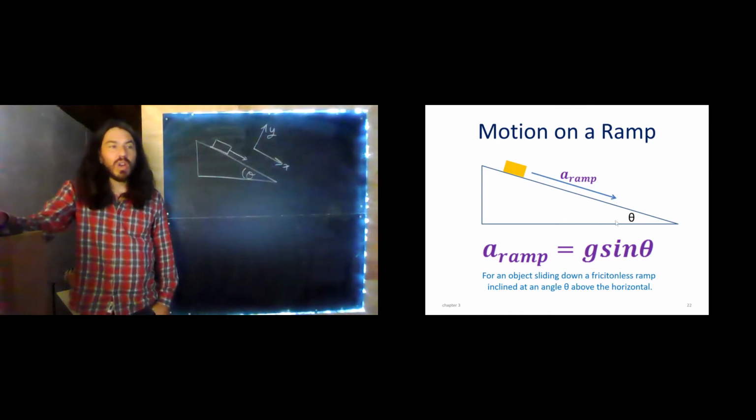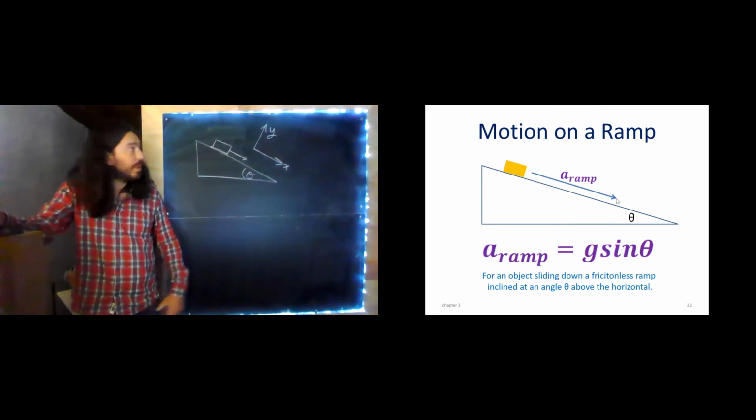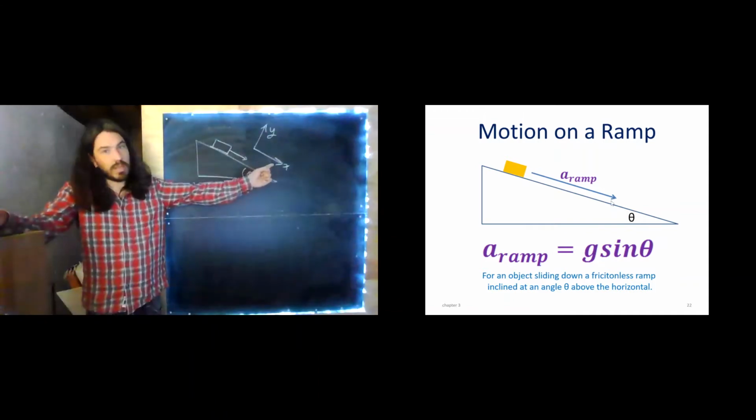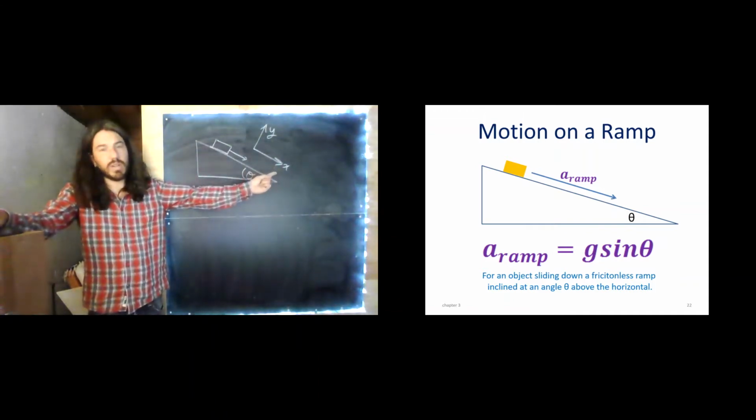That's the magnitude. What is the direction? Down the ramp. So is that positive or negative according to my coordinate system?